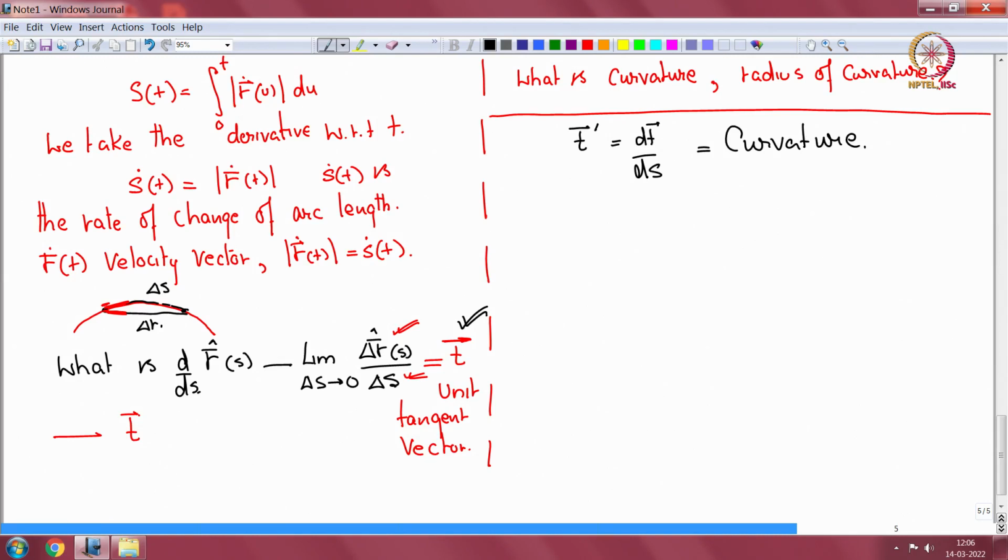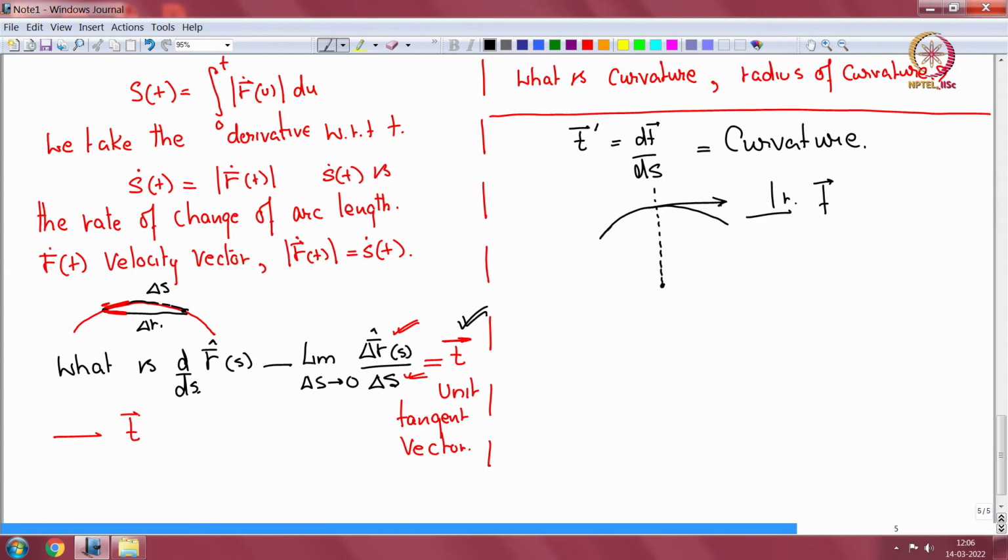Now I will just give you a physical argument: we have a unit tangent vector that is moving that way, and so any change in it will be perpendicular to the tangent. Perpendicular to t, and therefore it will lie in this direction. That is the curvature vector.